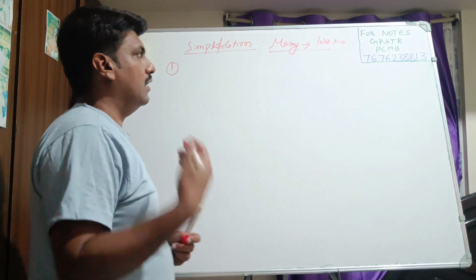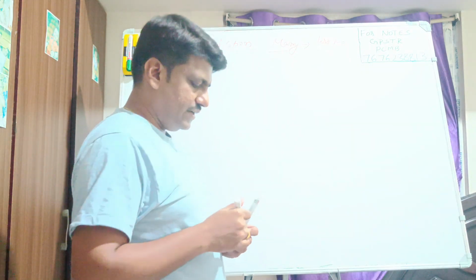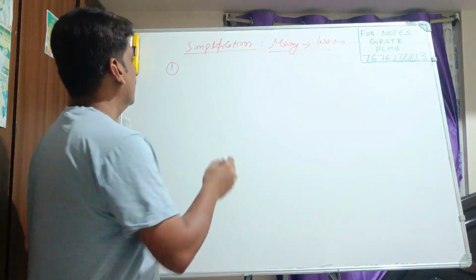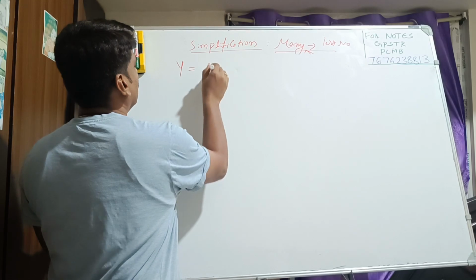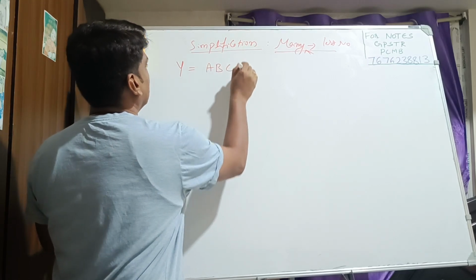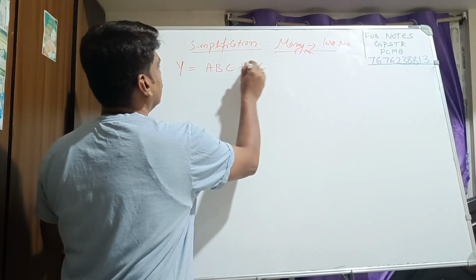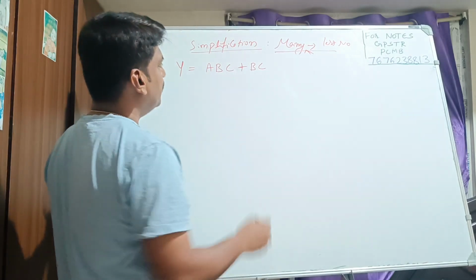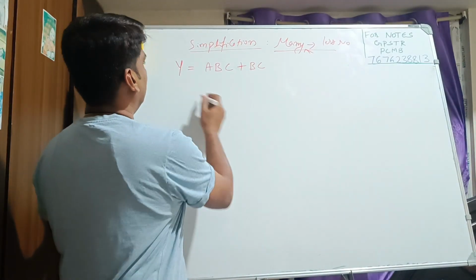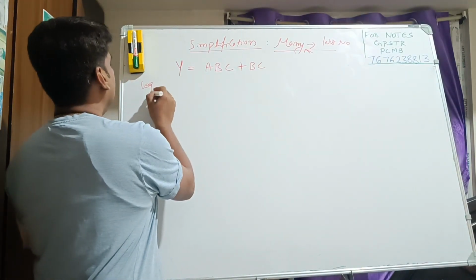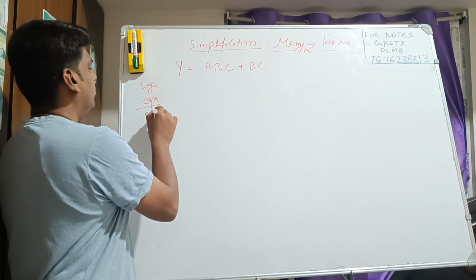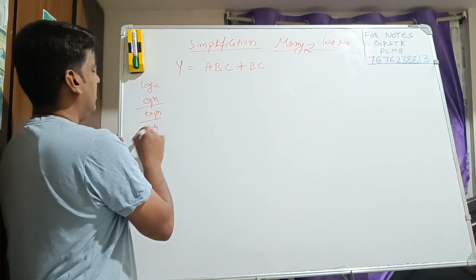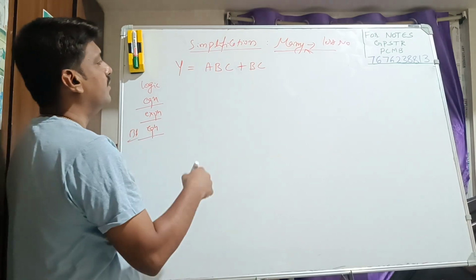Convert the large number of variables present in the system to a smaller number of variables. Consider one simplification problem: y = ABC + BC. Very simple, so that everybody will understand. Now we should reduce this logic equation. We'll call it a logic equation, logic expression, or Boolean equation. All are the same, right? You should reduce this.